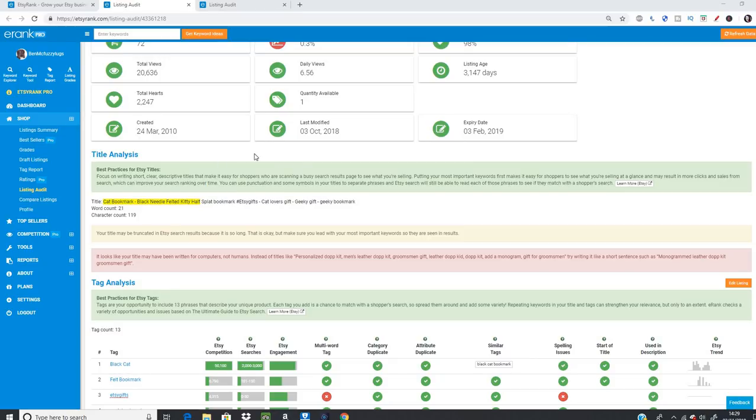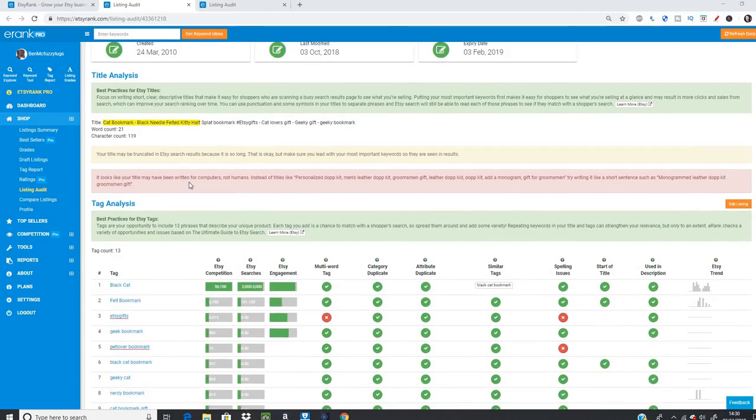Okay, so the title analysis, and we've got some advice here. There are little pop-ups, little advice based on your item. It's telling us to focus on writing short, clear, descriptive titles, telling us what we can use and what we can't use, punctuation and symbols and all sorts of things. The yellow bit here is given as an example of likely where this is going to get truncated in the Etsy search. So I'm fine with that. It gets cut off after cat bookmark, black needle felted kitty. So it's giving buyers, when they're searching, enough for them to know what they're going to get.